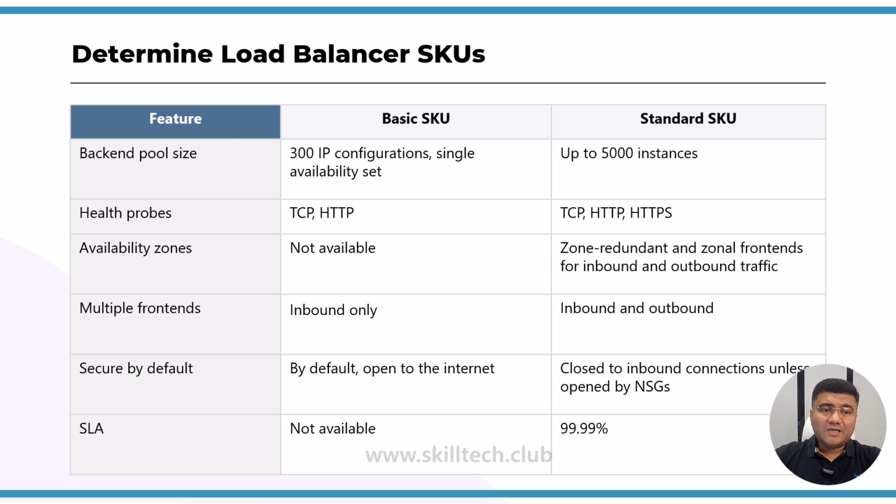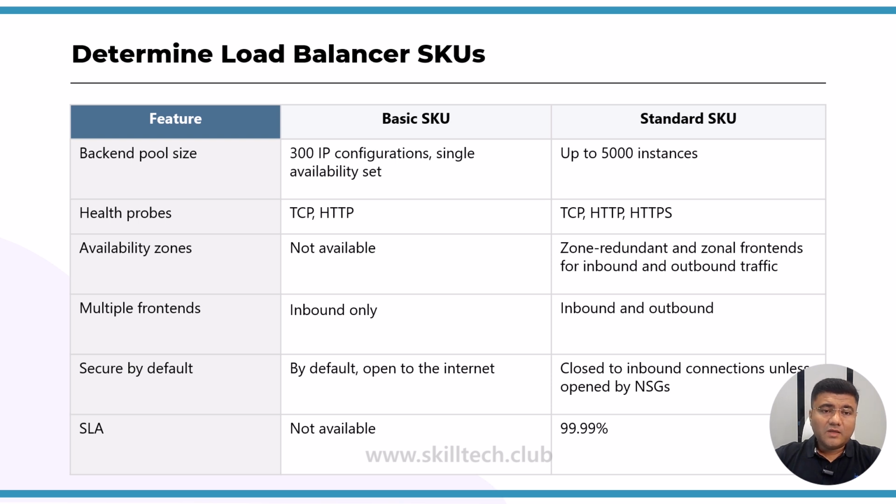As you can see, there are limitations with basic, like it is not available with availability zones. It only allows you to configure 300 IP configurations with a single availability set. On the other hand, standard gives you up to 5,000 instances, with even zone redundant and zonal front-end inbound and outbound traffic associations. Also, basic SKU does not give you a service level agreement for high availability. A load balancer without high availability is not going to be a very important thing.